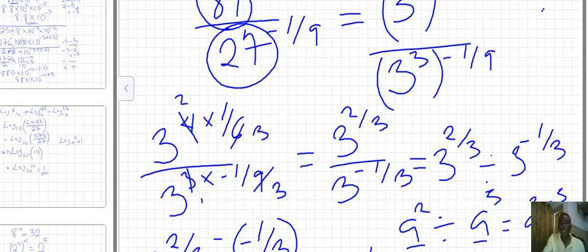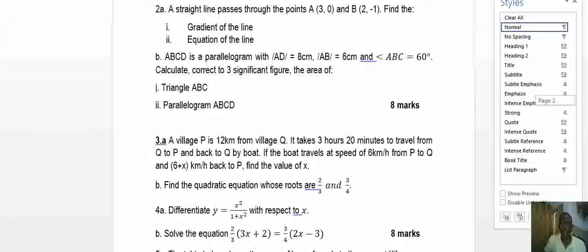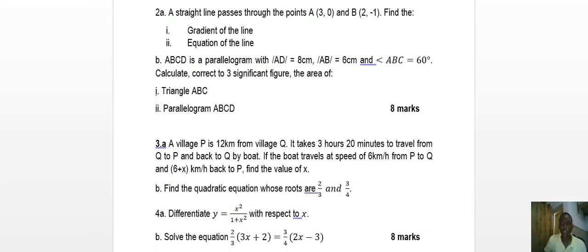Now let's look at the next question. In our next video lessons, we'll be looking at question number 2a. And that question number 2a says, a straight line is a question on coordinate geometry.